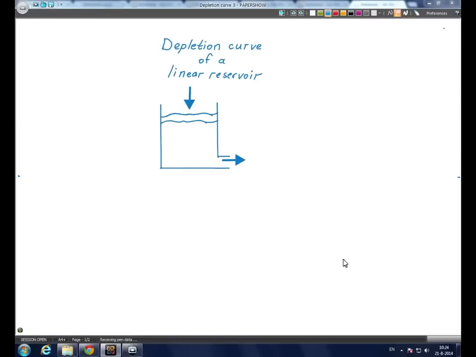We're going to derive the depletion curve of a linear reservoir. In general, a reservoir will have an inflow, an outflow Q, storage, and possibly change of storage over time.